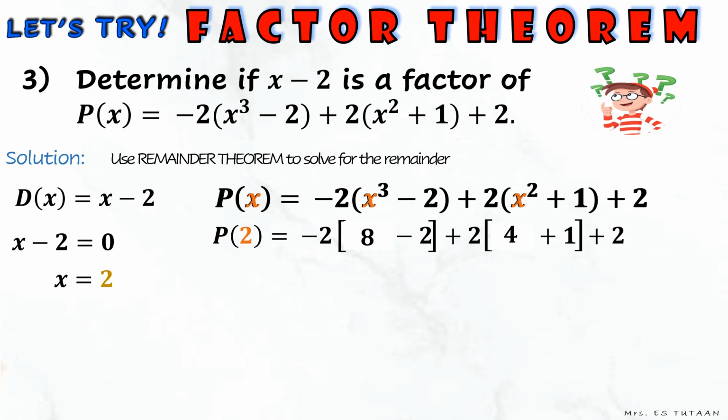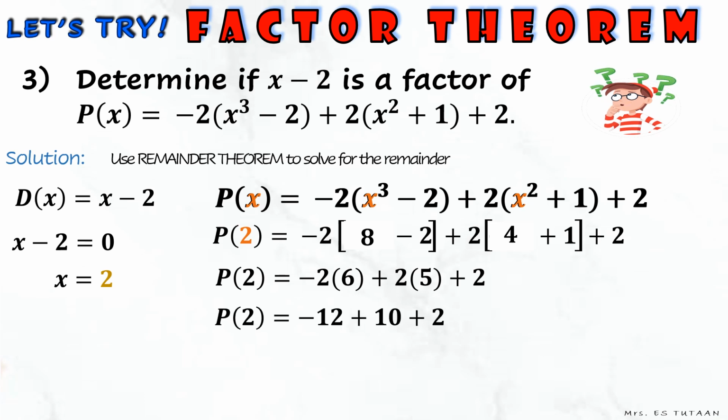Then we simplify what is inside the grouping symbols. That will give us negative 2 times 6, from 8 minus 2, and then plus 2 times 5. The 5 comes from 4 plus 1. Then copy plus 2. Then we simplify the multiplication. That will give us negative 12 plus 10 plus 2. This negative 12 plus 10 plus 2 will give us 0.